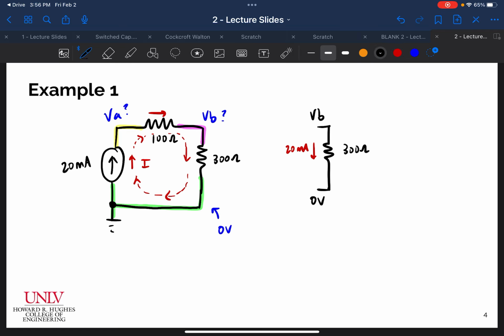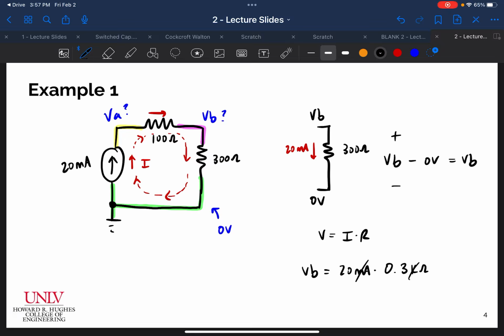Okay? And so given that I know this, I can go ahead and solve using Ohm's law. I know that V is equal to I times R. Of course, my V is going to be the difference in voltage across my resistor, which would be VB minus 0, or just VB in this case. So I can write VB is equal to I times R, which is 20 milliamps multiplied by, I'm going to write it as 0.3 kilo ohms, which is the same thing as 300 ohms, just so that it makes the math that much easier.